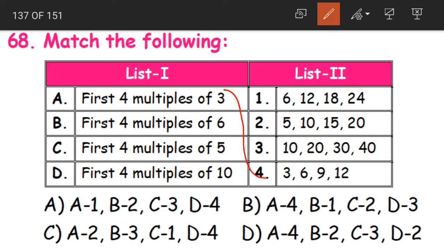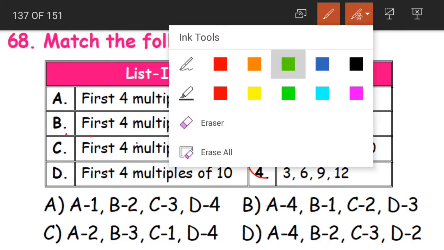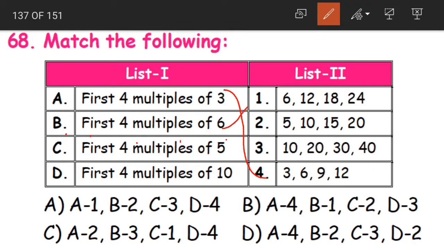Next, statement B. First 4 multiples of 6. What are the first 4 multiples of 6, children? How will we get? 6 ones are 6, 6 twos are 12, 6 threes are 18 and 6 fours are 24. These 4 are the first 4 multiples of 6. Yes, 6, 12, 18 and 24. That is option 1.